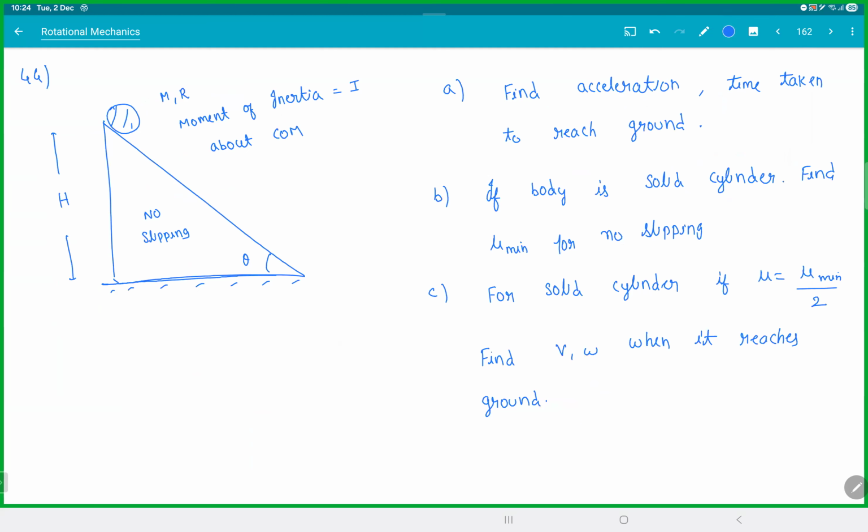Now get the remaining two parts. If the body is a solid cylinder, find the mu minimum for no slipping. And if you give mu as mu minimum by 2, now it will slip. Then find v and omega when it reaches the ground. Get these two.